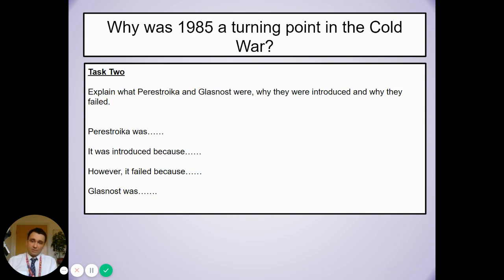So, task 2. Can you explain what perestroika and glasnost were, why they were introduced, and why they, although good ideas, failed, what the problems with them were? There's a form for you to fill in if you want some guidelines, but you can write this down however you like. But make sure you bring in detail here, really show me you understand why these failed. The purple slides will help with this. Press pause to complete that task, and when you're done, press play to continue.